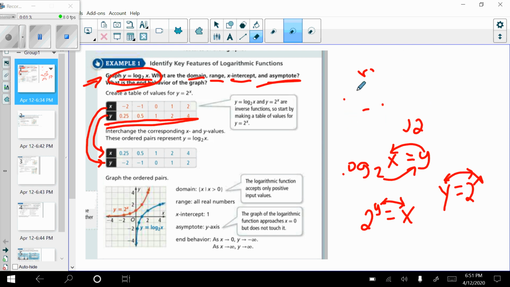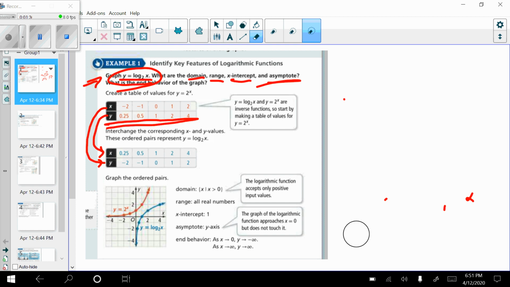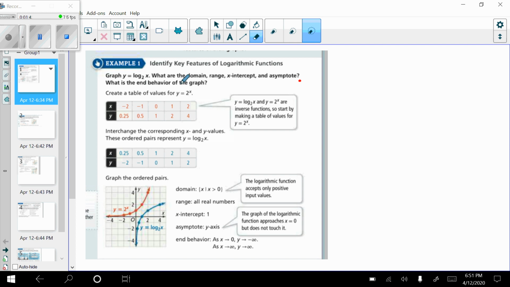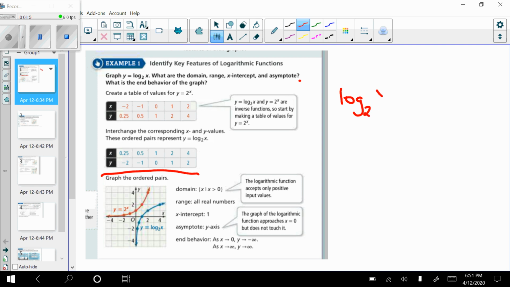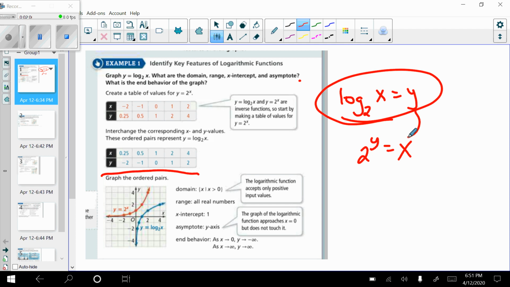You can use your x and y chart from the other one to get the x and y chart for this one. The other way is to say, okay, this is log base 2 of x equals y, and what that really means is 2 to the y equals x. I don't like log form, so I would think this in my head and make my x and y chart from this, which is a little different because I would actually be putting in y's and then kicking out x's. Yes, x is still my input and y is still my output, but I would reverse it just for this one, to make it easier for myself.